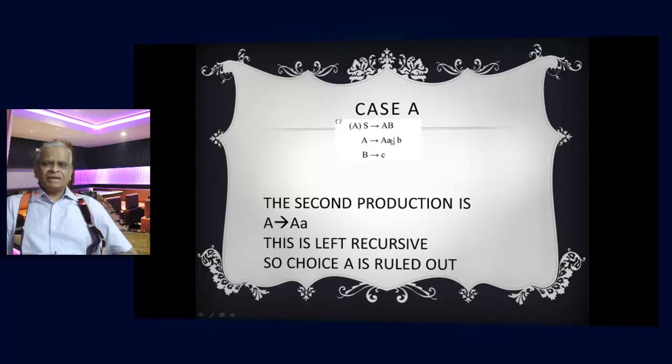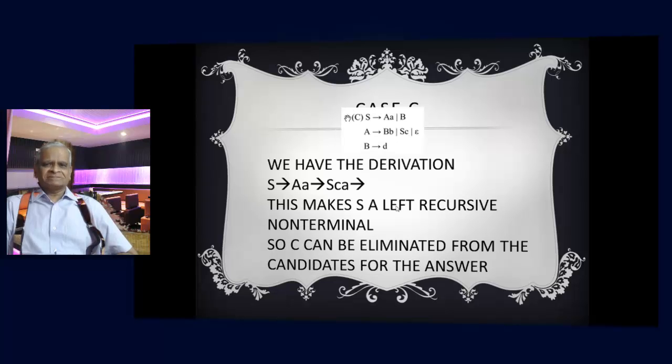Now A goes to A is a useful rule because from the starting symbol I can come to A. From A I can come to A. So this is not a useless rule. So in other words, we can conclude case A cannot be the answer.